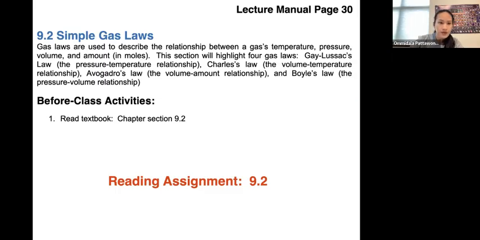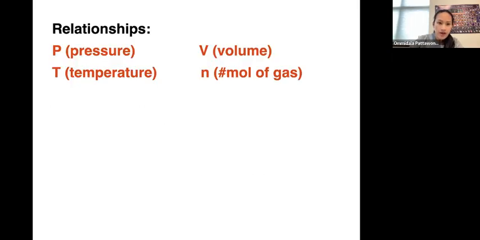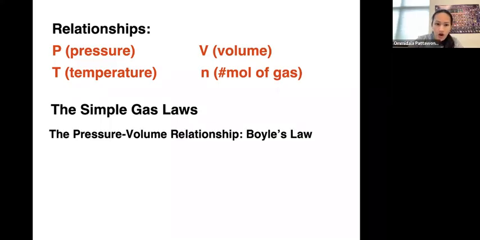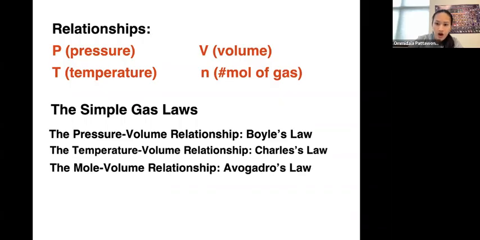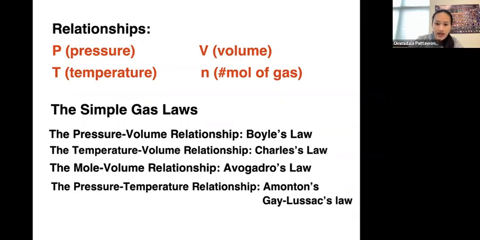Okay, so the simple gas law describes the relationship between pressure, volume, temperature, and number of mole of gas. Here are the simple gas laws that we are going to visit today. Boyle's law states the relationship between pressure and volume. Charles' law states the relationship between temperature and volume. Avogadro's law describes the relationship between mole and volume. And the last one is Amontons' law, which describes the relationship between pressure and temperature.